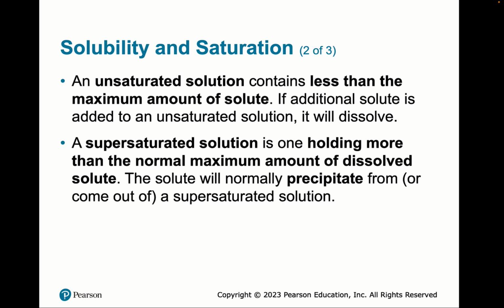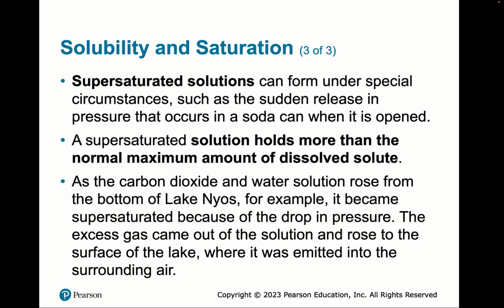Under certain circumstances, you can make a supersaturated solution. There are a couple of ways you can do this. Typically, when you heat up a solution and dissolve more, then when it cools down, it'll turn into a supersaturated solution. Then it's just ready to crystallize at that point. When this happens, it forms a precipitate, which can be a lot of fun. I'll talk later about making rock candy. That's how you make rock candy.